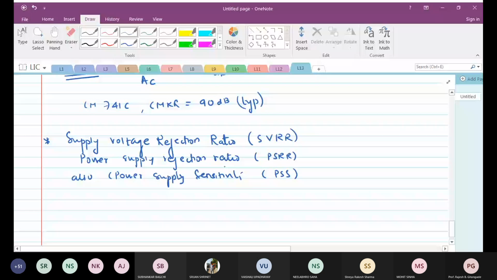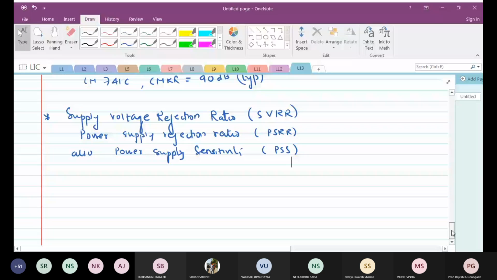What does this parameter mean? Now, the change in an operational amplifier's input offset voltage VIO is many times caused by variations in the supply voltages.